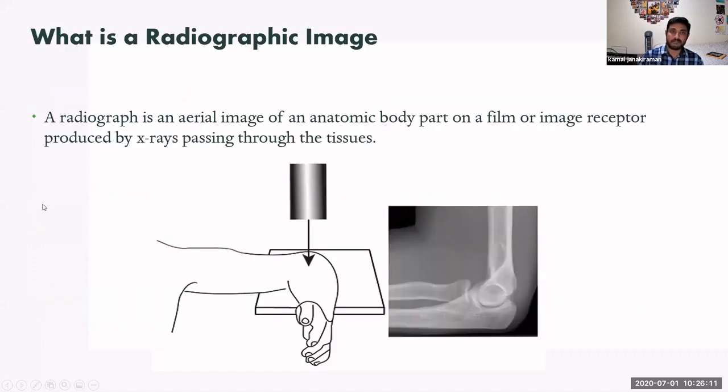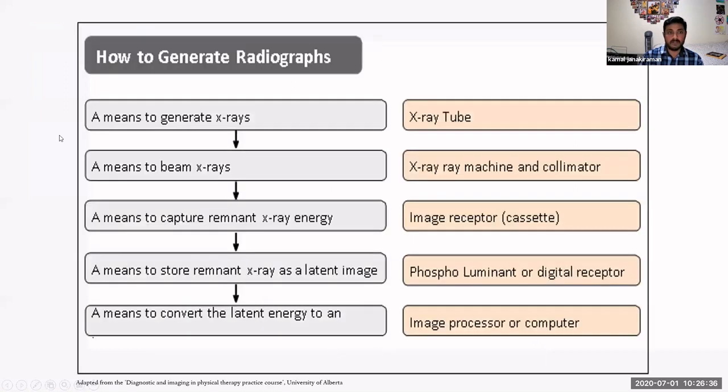What is a radiograph image? A radiograph is an aerial image of an anatomical body part on a film or image receptor produced by X-rays passing through the tissues. Okay? You can see the pictures clearly. The beam passes through the body tissue, and down it is recorded like this.